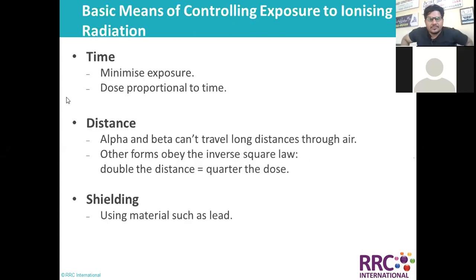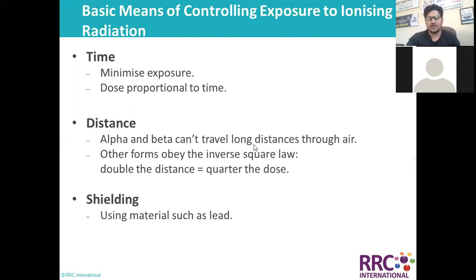So how are we going to control the exposure to ionizing radiations? Just remember TDS. TDS means the technical data sheet, but here the meaning is time, distance, and shielding. Either you minimize the exposure time, since dose is proportional to time actually, or you work on distance.